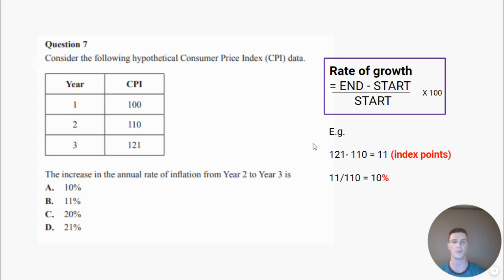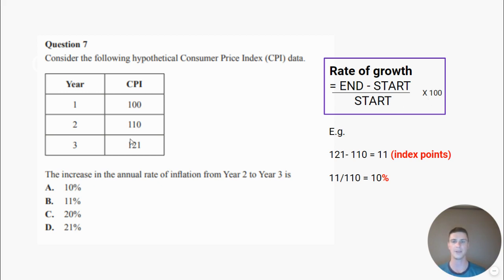Okay, so here's a common question. Something to do with CPI. You've got the index number, and like I said, you need to calculate the annual, so over 1 year, rate of inflation from year 2 to year 3. The formula for calculating the rate of growth is always going to be the same. We take the data at the end of the period, and we minus the data at the start of the period, and that gives us the difference in index points. Then we divide it by the start to turn it into the percentage and times it by 100.